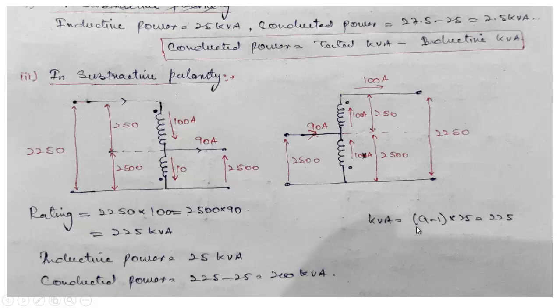You can also check kVA is equal to (A minus 1) into 25, that is A is equal to 10, 10 minus 1 is 9, 9 into 25 is 225 kV. This is the formula here, because this K is close to 1, so we have to use this formula for subtractive polarity.